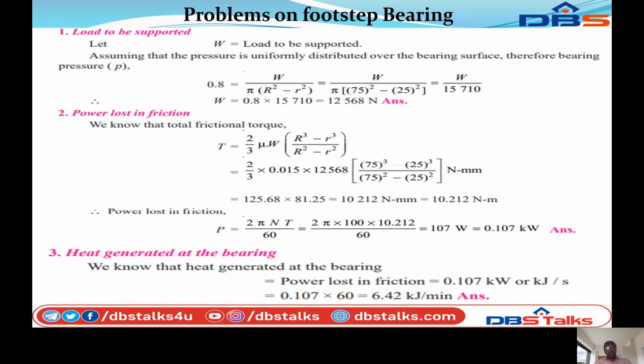Next, the last one, heat generated at the bearing. We know that the heat generated at the bearing equals the power lost in friction. The power loss in friction is 0.107 kilowatts, or kilojoule per second. This will be converted to kilojoule per minute, so 0.107 into 60, that equals 6.42 kilojoule per minute. So this is the problem on the footstep bearing.